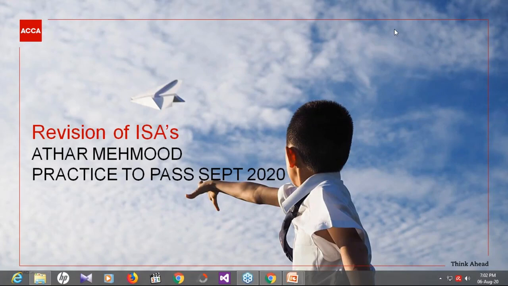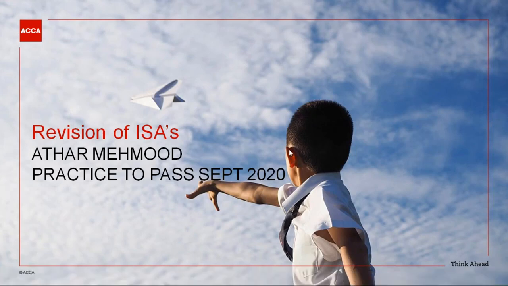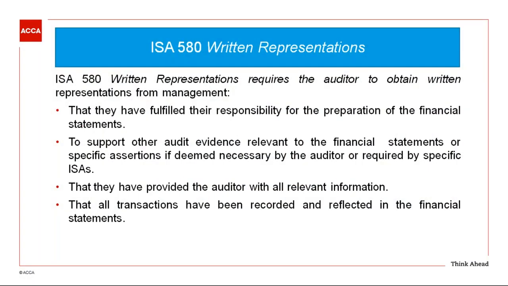So to start with, these are some slides which will help you to revise different ISAs. ISA 580 written representation is a very important ISA. Sometimes students have to show procedures and evidences. They are asked by the examiner to suggest some procedures and evidences. So there are some areas where students must write written representation as an evidence.